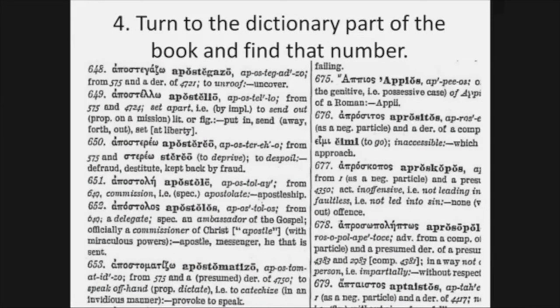There, when you turn to the dictionary part of the book, you find that number. And as you can see, to the left of each column, those numbers start with 1 and they go up to 4102, which is where faith is. So you're just going to be turning through those numbers until you get to the number that you found in your concordance. So here we would be looking for 4102.